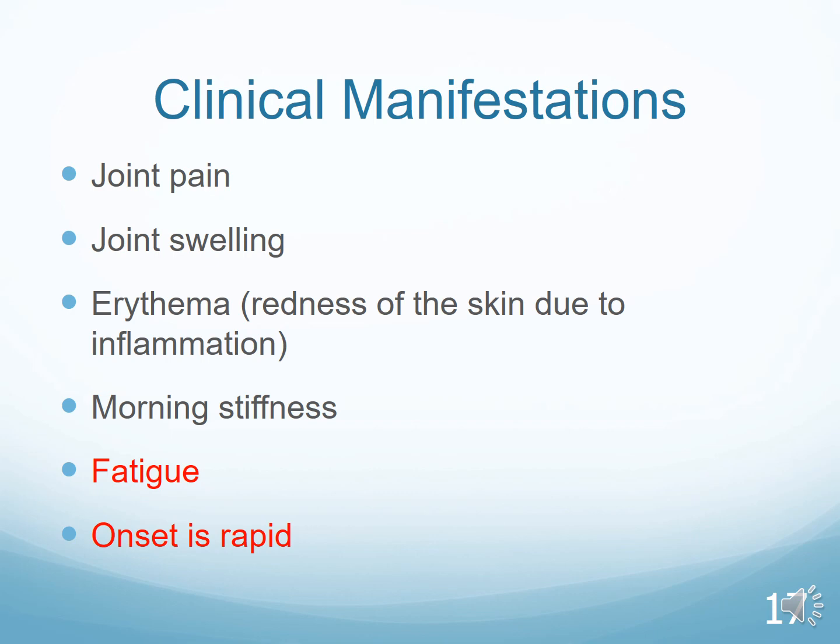So this way you can see that from September to maybe December or January is just a few months. And that's what we call a rapid onset. Whereas with osteoarthritis, it is very gradual, maybe over years, not this little span of a few months.